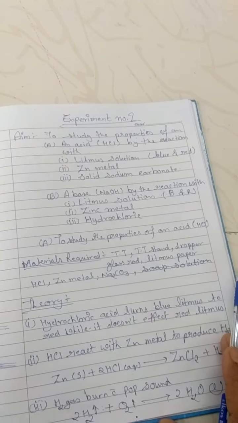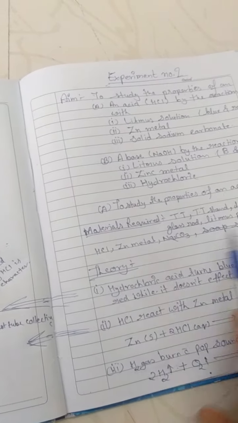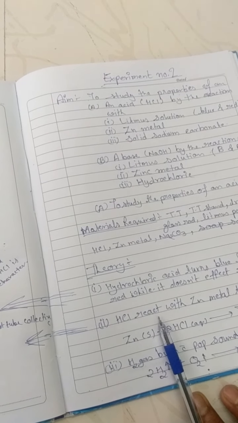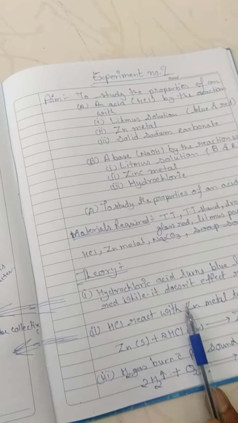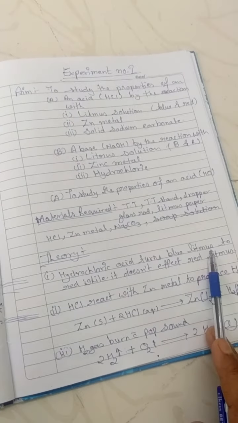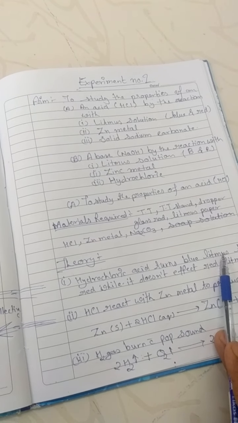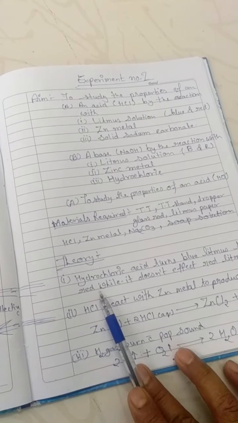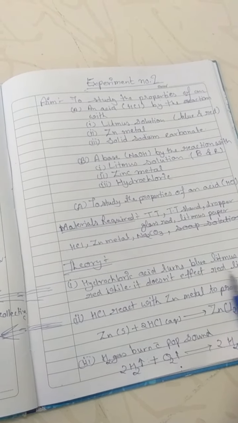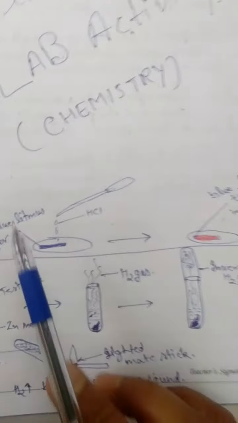etc. The theory belonging to this experiment is that hydrochloric acid turns blue litmus red, while it does not affect red litmus paper. First, you can see the picture.